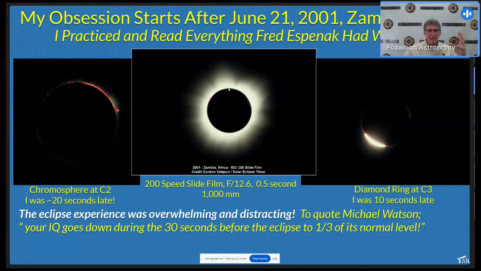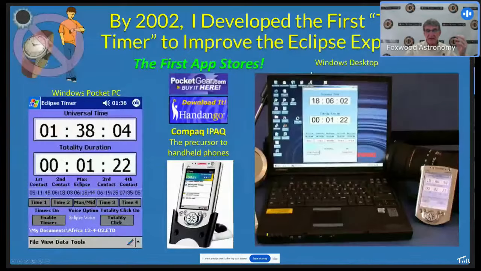So my wife-to-be and I were there in this field in Africa enjoying the corona. And then all of a sudden, the sky started getting bright. I mean, it was going to be over. So I ran over to my gear and started to take pictures. And my first picture after C3 is Diamond Ring. So I missed chromosphere and Baily's Beads going in and coming out.